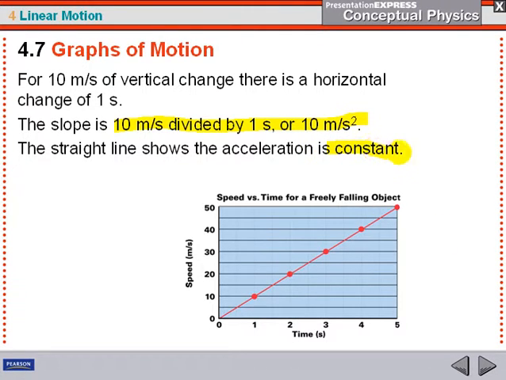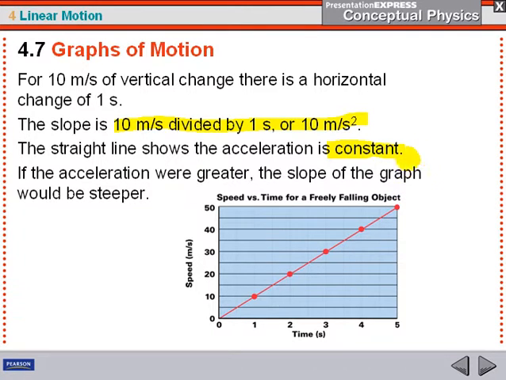And we can see that no matter where we do this on the graph, we're going to get the same result, 10 meters per second squared. So we say that the acceleration is constant, and that's what this straight line represents. Now if the acceleration were greater, then the slope of the graph would be steeper, meaning the line would be more like that. That would be a steeper acceleration. That might occur somewhere like on the planet Jupiter. On the moon, our acceleration probably would be something closer to, say, that, because there's not as much gravity on the moon.